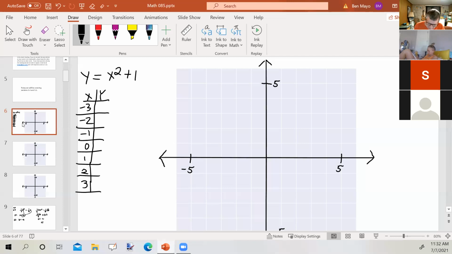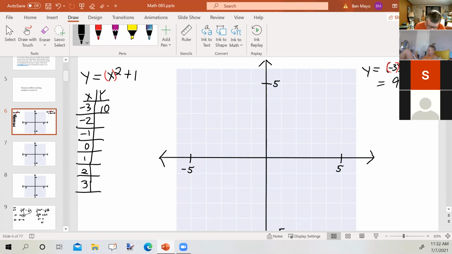All right, now, if x is -3, then y equals -3, the quantity squared, because x is being squared, so -3 is being squared, plus 1. -3 times -3 is 9, and 9 plus 1 is 10. Is everybody okay with that? So when x is -3, y is 10. Okay?